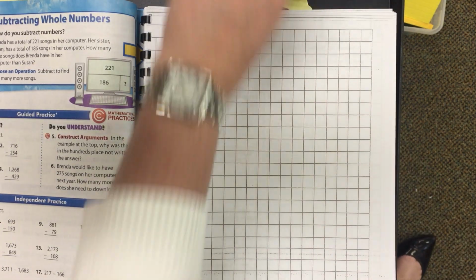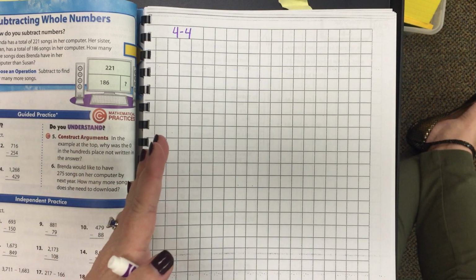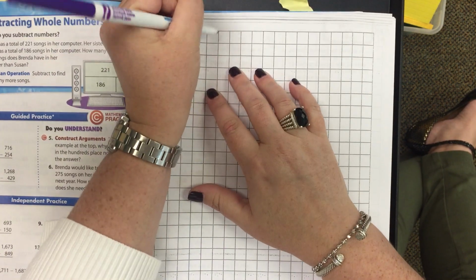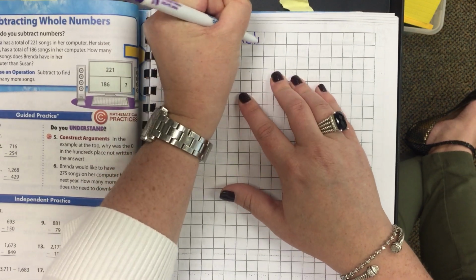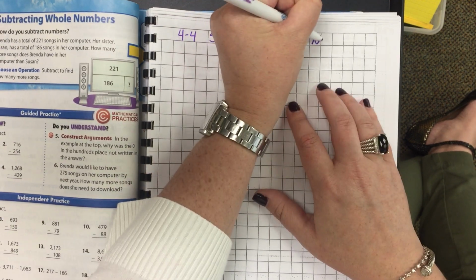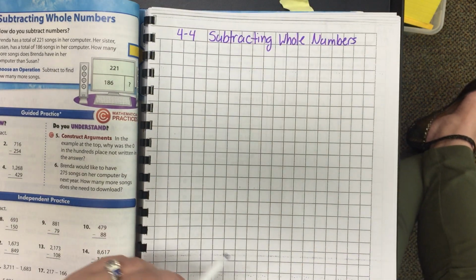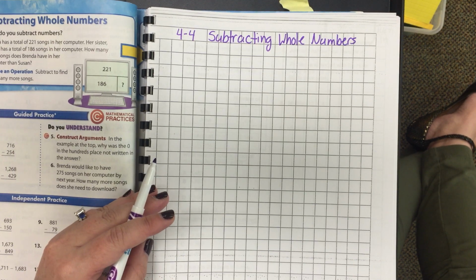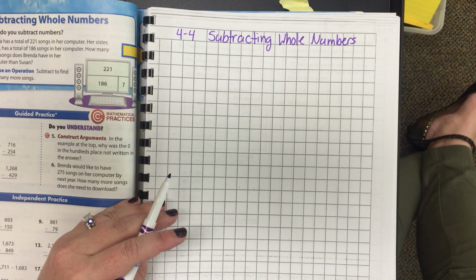Okay, so yesterday it was all about straight up addition. Today, straight up subtraction, subtracting whole numbers. Now, the key to this is staying organized. That means box. That means one number per box and giving yourself lots of space to work.